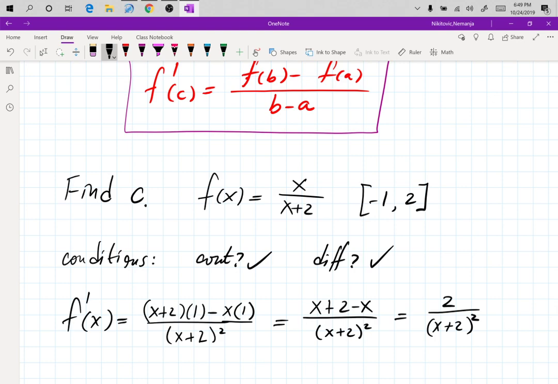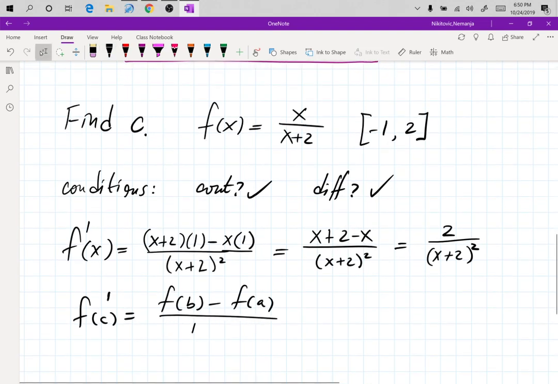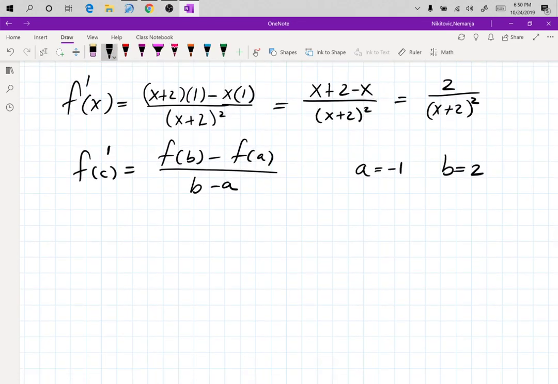So now we say f prime of c needs to be f of b minus f of a divided by b minus a. We know that a is -1, b is 2. So now we plug everything in. Instead of f prime, I'm using the formula, the expression we got. So that's 2 over c plus 2 squared.